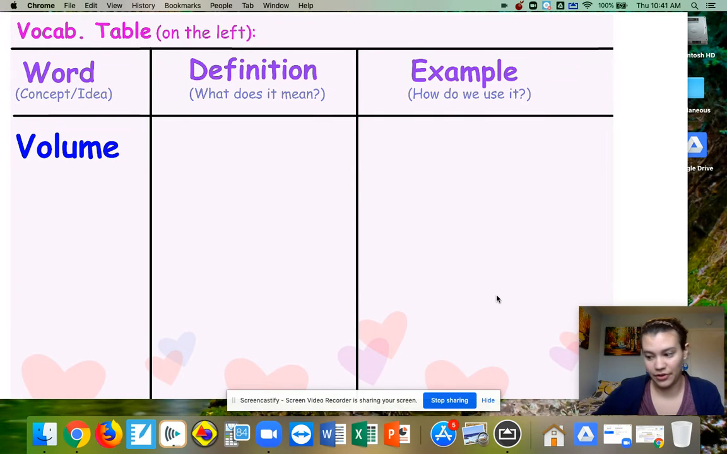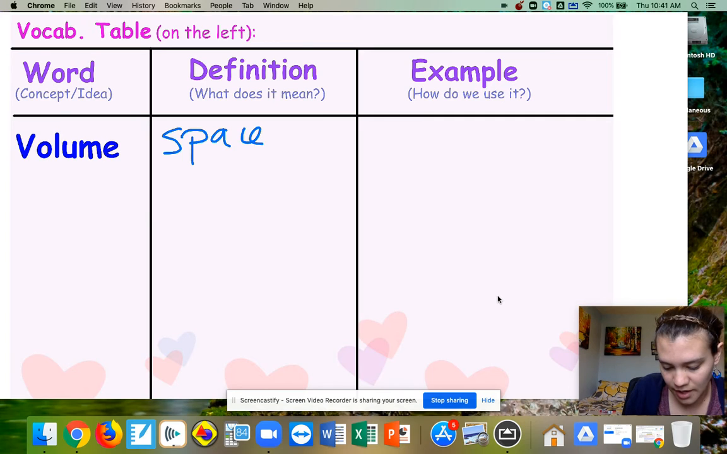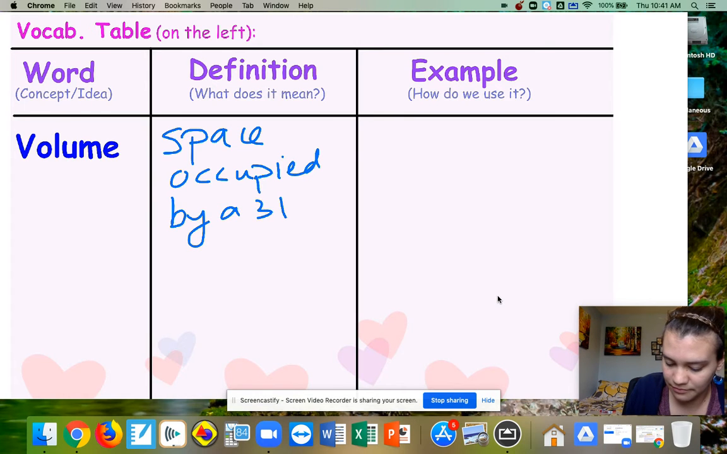So, definition of volume. Volume is the space occupied by a 3D shape. So like, how much space does something take up? Like how much space this coffee cup is filling up would be the volume of it. Like, how much can you pour into something and fill that up?